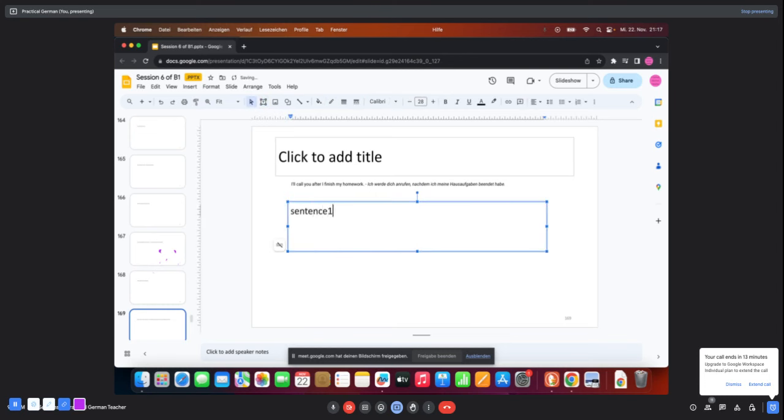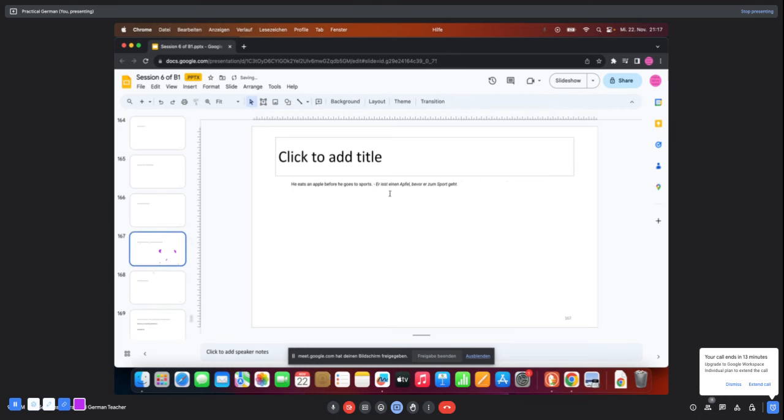Sentence one, nachdem, sentence two. It can be like this as well, so you don't have to use nachdem. So what I'm trying to say is that, er ist ein Afel, bevor er zum Sport geht. You can also say it like this: bevor er zum Sport geht, ist er ein Afel. Okay, but let's go back.